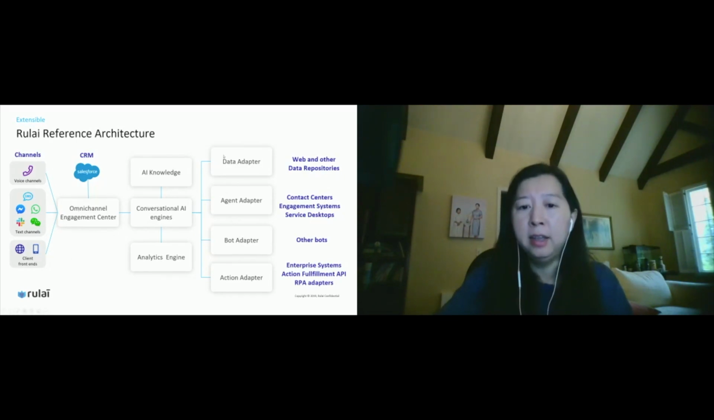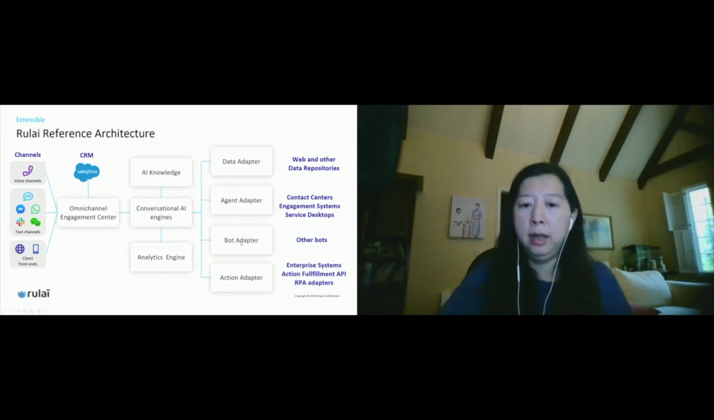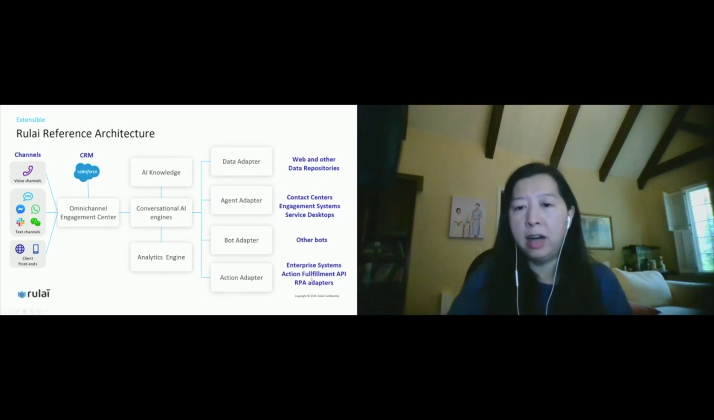And on this side, the virtual assistant extends to external systems. It can extend the virtual assistant to the web and other data repositories like the product database and the PDF files and so on. And it can also extend to contact center, engagement system, or service desks, so that the virtual assistant can work together with human agents. It can also extend to other bots, first-party or third-party bots. It can also extend to other enterprise systems through API calls or RPA adapters.